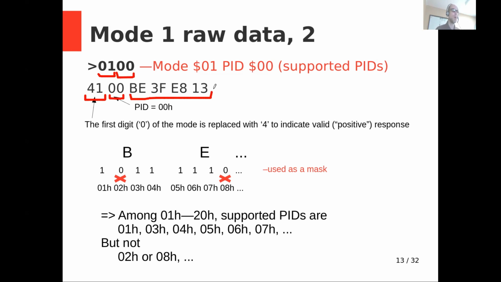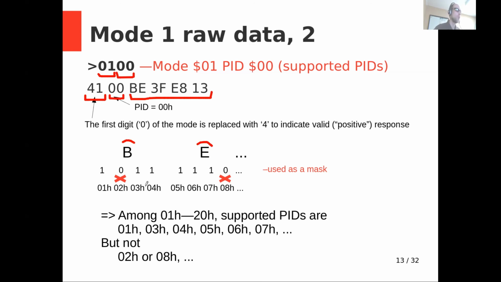And how do we do that? We actually need to convert each byte into binary and then use those binary digits as a bit mask to figure out which PIDs are supported and which ones are not. So let's start with the first byte, BE. We convert B into binary 1011 and E into binary 1110.